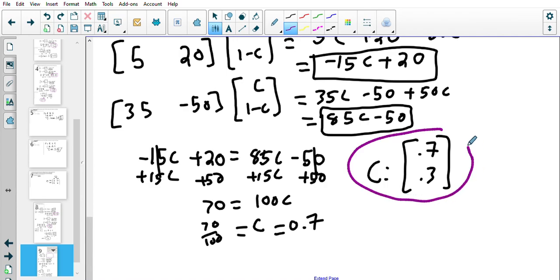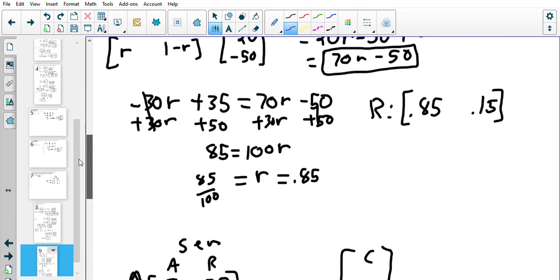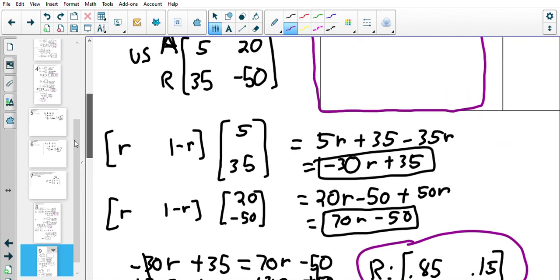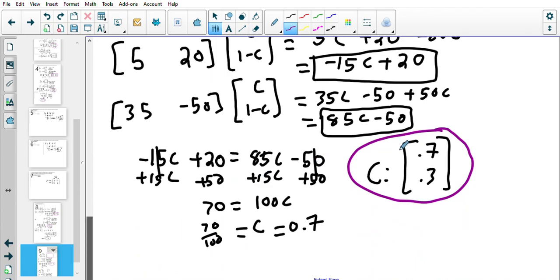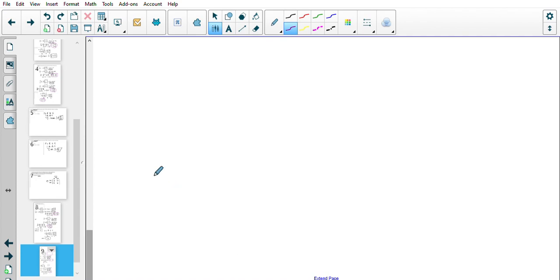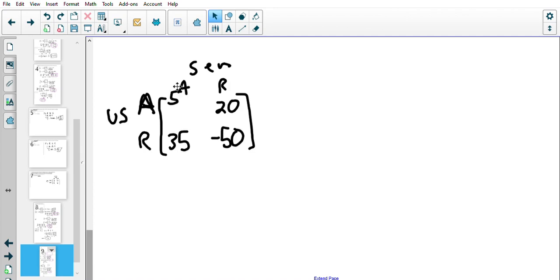Okay, so those are our optimal strategies, right? Our optimal strategy for the US, 85% by air and 15% by road. And for the Serbs, 70% by air and 30% by road. And then the last thing we can do is to find the value of this game if both countries play their optimal strategy. So again, there's our game matrix, right? And our value of the game.